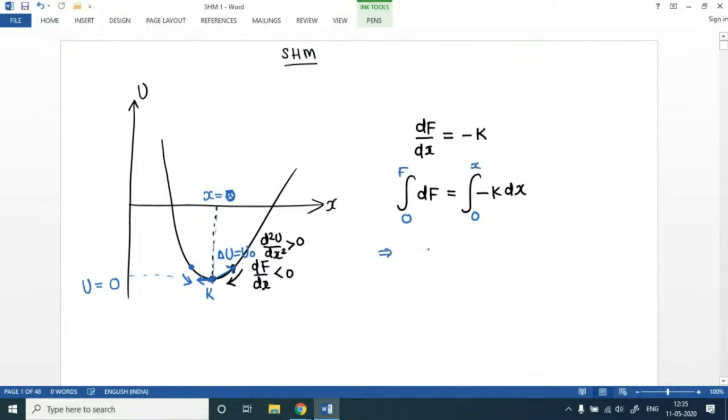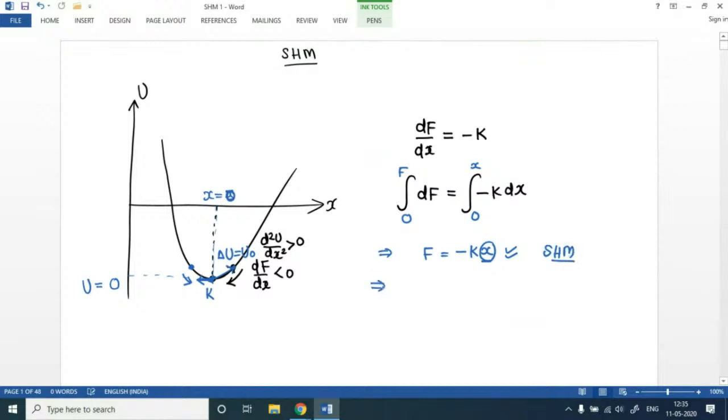Solving this, we will simply get F is equal to minus kx over here. Always understand this x is not position, but it is displacement from the mean position. Position will be equal to displacement from the mean position if we have chosen the stable equilibrium position, or the mean position, to be the origin itself. So F is equal to minus kx, and this basically represents simple harmonic motion.